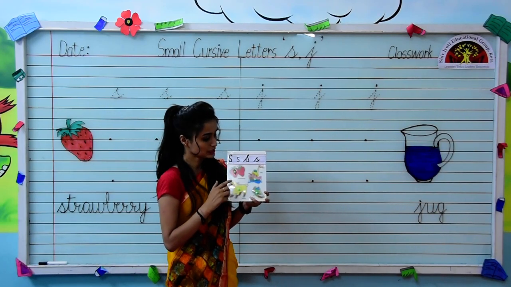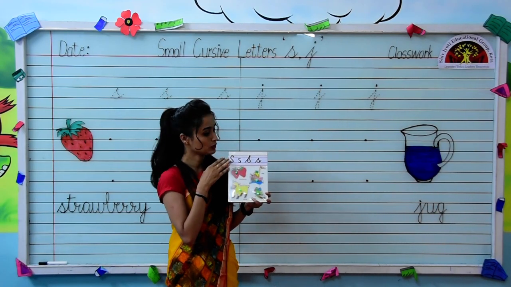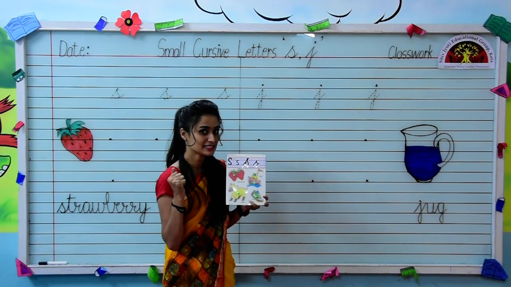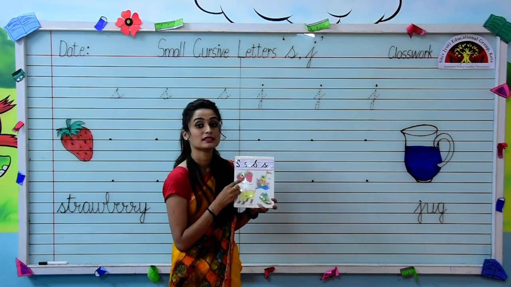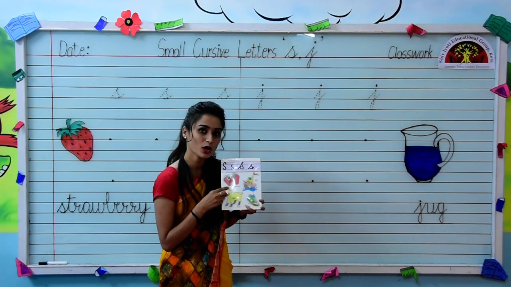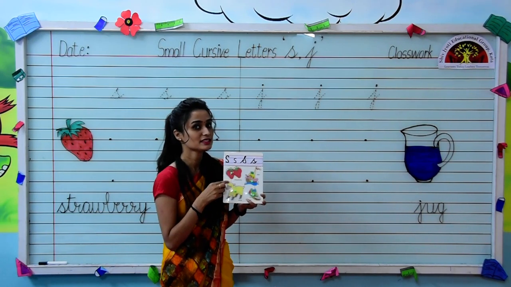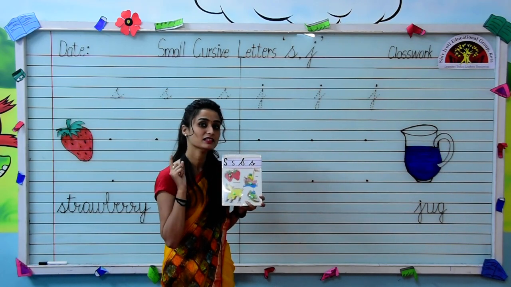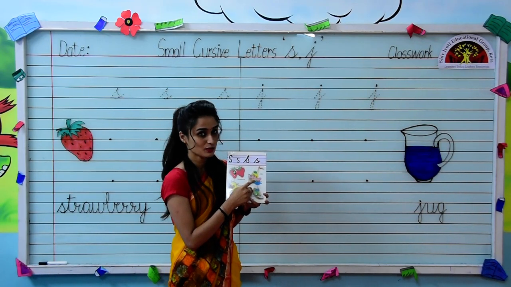So kids, as you can see few pictures below these formations. So let's see what are these pictures. The first one is strawberry. S for strawberry. Strawberry is a fruit.